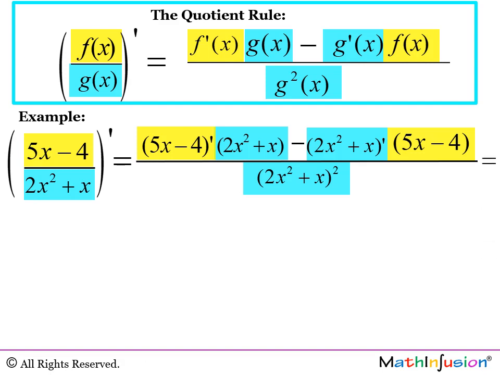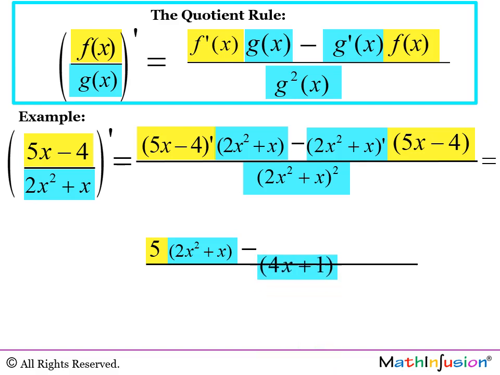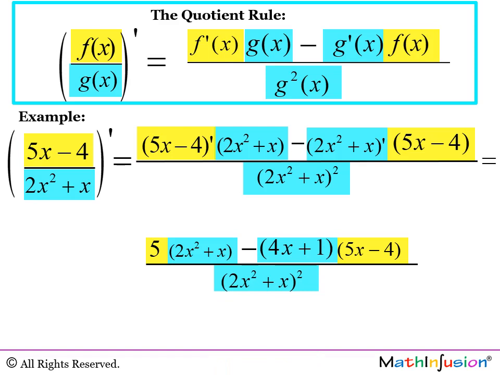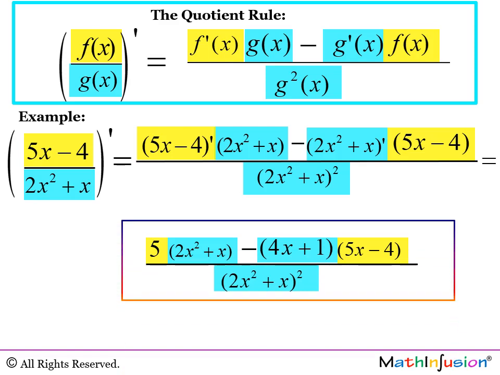So now we're going to replace the two differentiations as we need. The derivative of 5x minus 4 is just 5. So I'm going to get here 5, and here I'm just copying, minus, copy the minus, differentiate that, and you get 4x plus 1, and copy that. We are done. We don't want to simplify too much here.